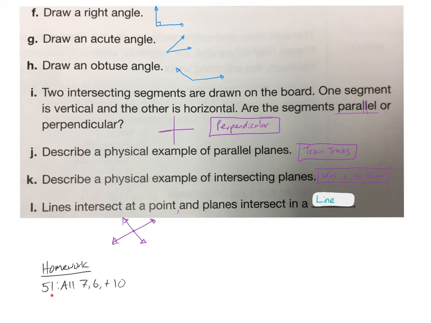Your homework starts on page 51. You can do all of them from lesson 7 and all of them from lesson 6, and then 10 more of your choice.